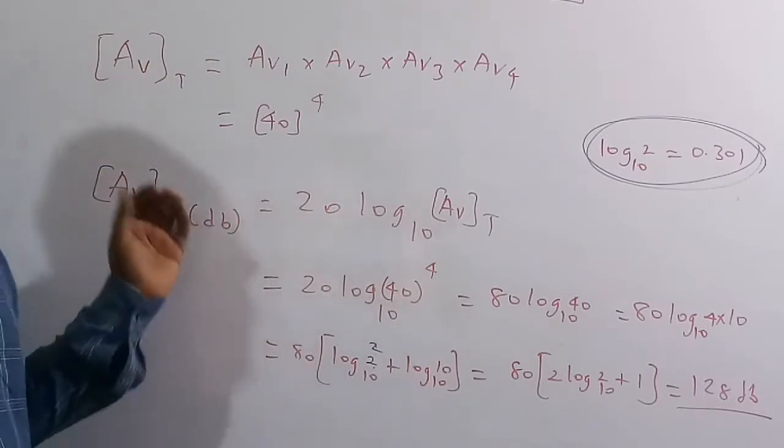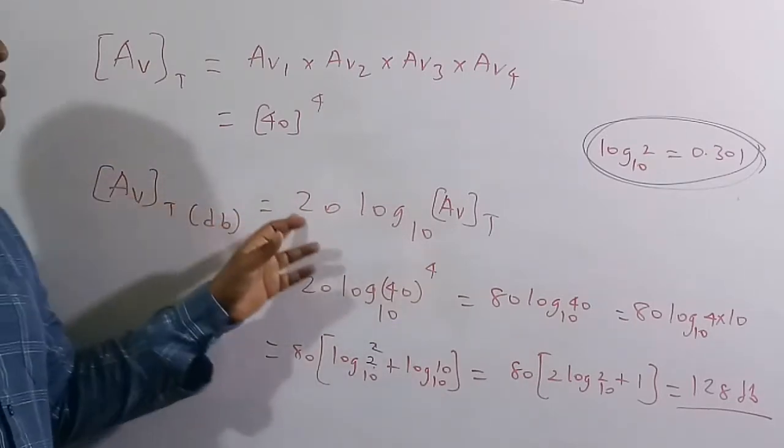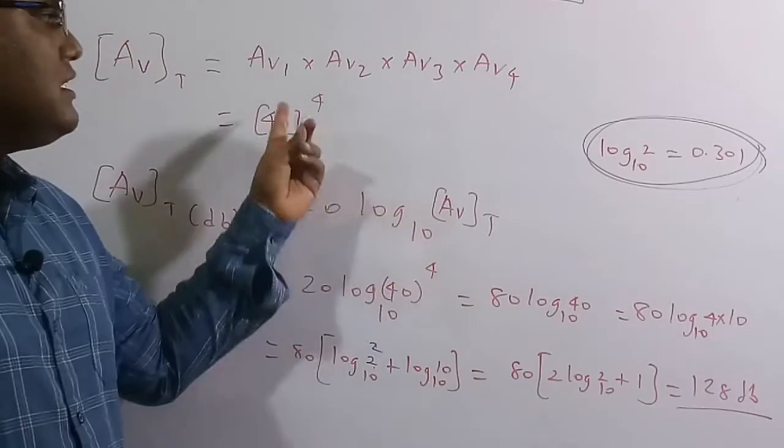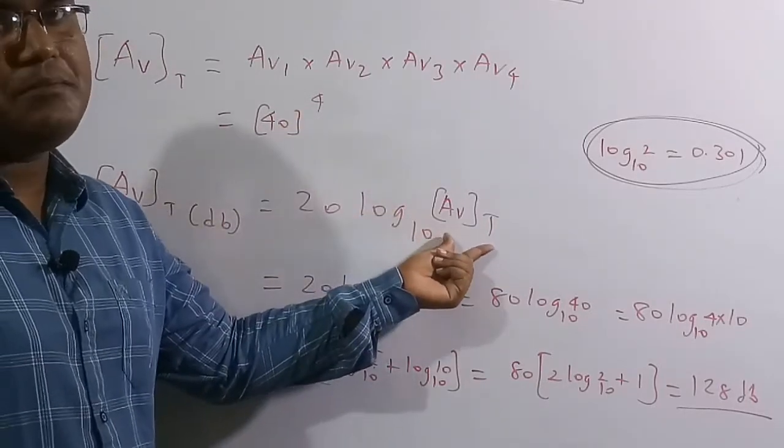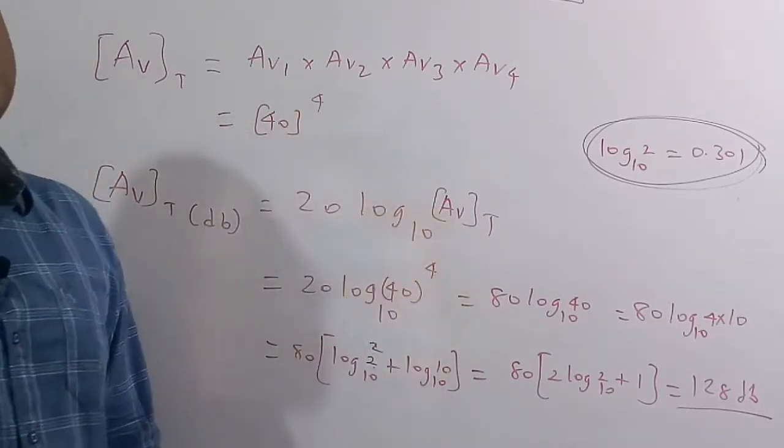In the question, if they want you to convert to dB, you always take 20 log base 10 of that numerical value. The remaining part is simplification.